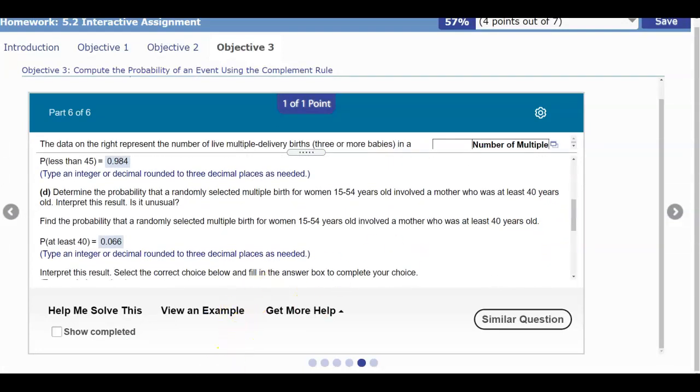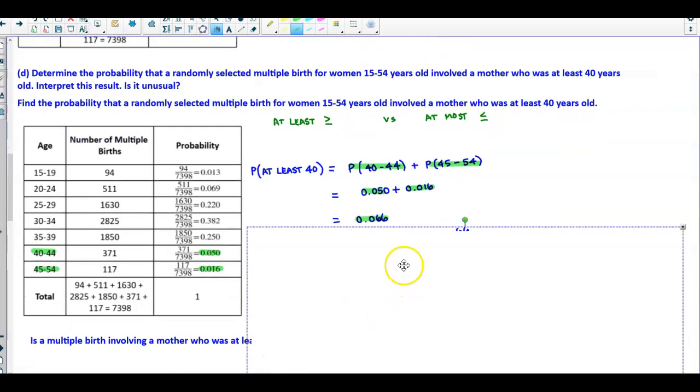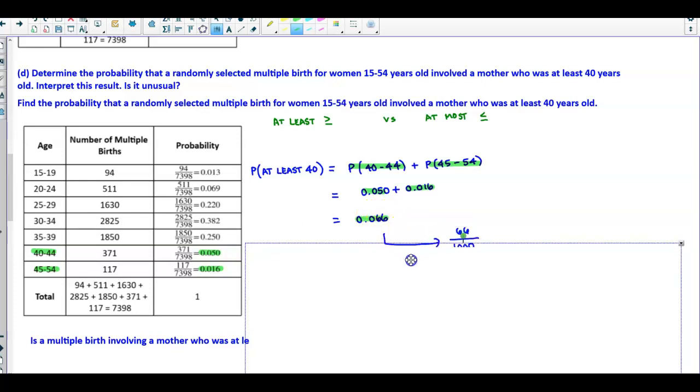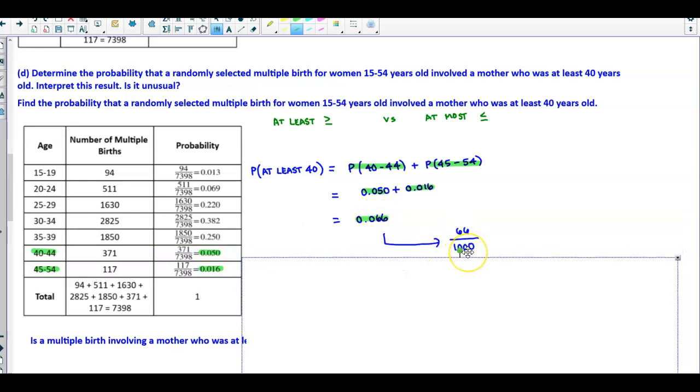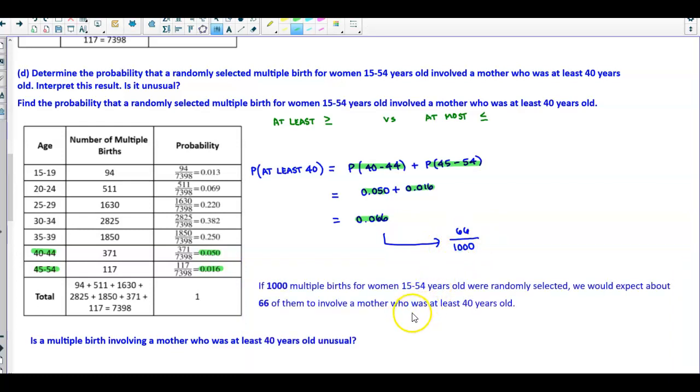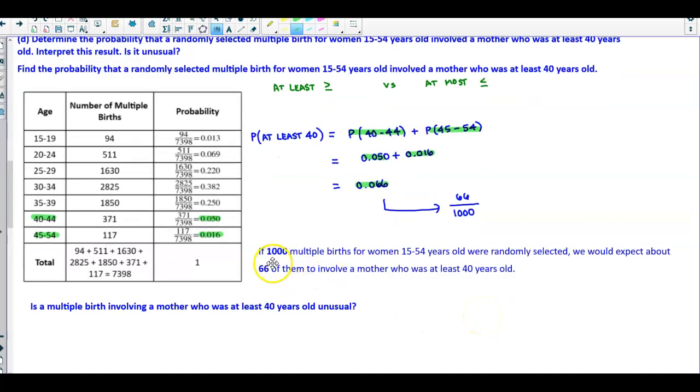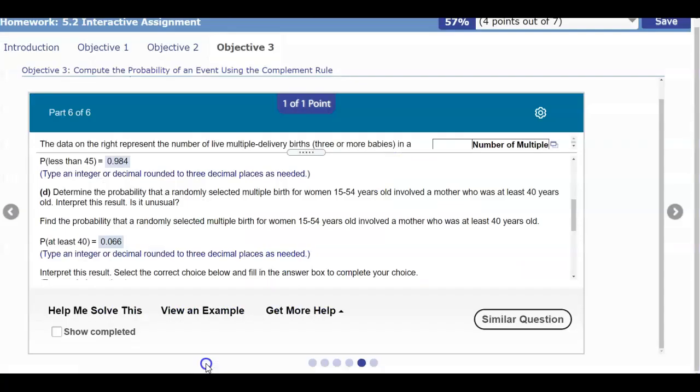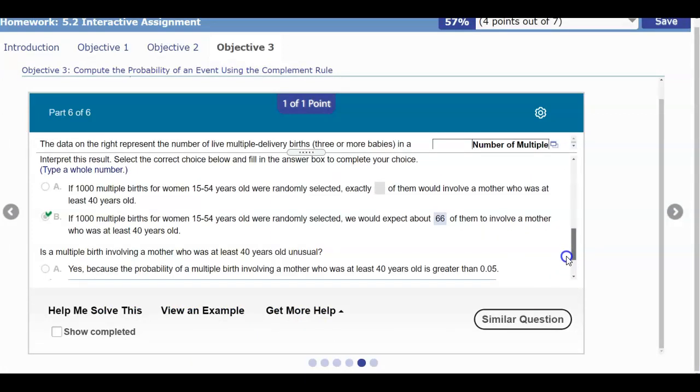Now we need to interpret this result. How do we interpret this result? Well, we need to write this as a fraction. The last 6 ends in the 1,000 place, so that means this is 66 over 1,000. That means out of 1,000, we would expect that 66 of them would involve a mother who was at least 40 years old. So we would say that if 1,000 multiple births for women 15 to 54 years old were randomly selected, we would expect about 66 of them to involve a mother who was at least 40 years old. Then that would be our next answer. We would choose that option.